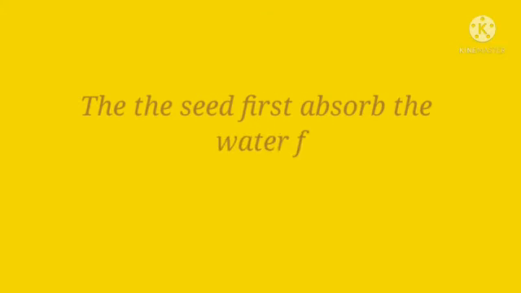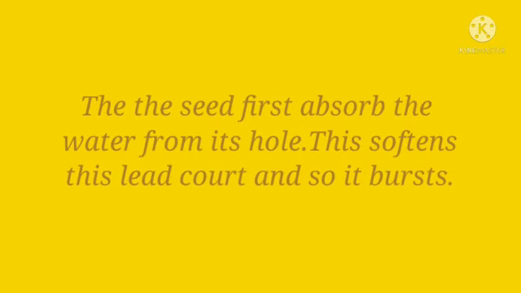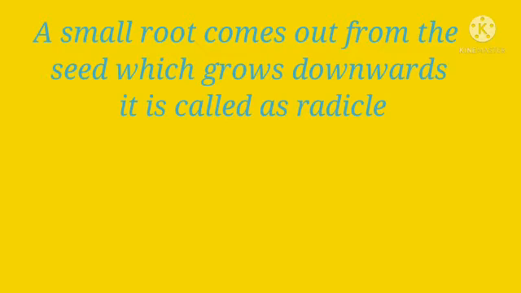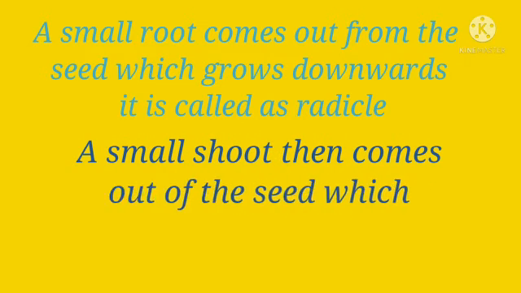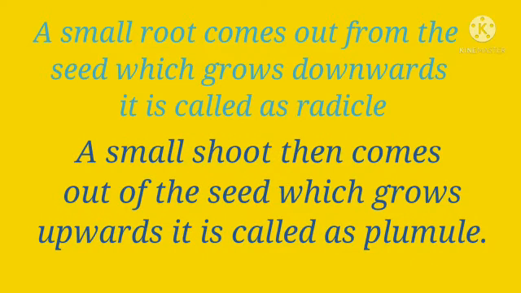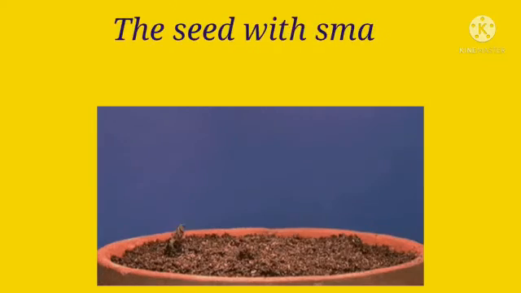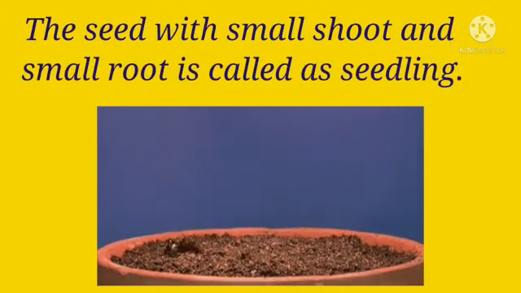The seed first absorbs water from its surroundings. This softens the seed coat and a small root comes out from the seed which grows downward. It is called the radicle. A small shoot then comes out of the seed which grows upward and is called the plumule. The seed now has a small shoot and a small root.